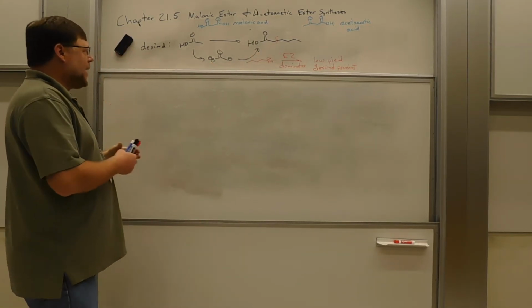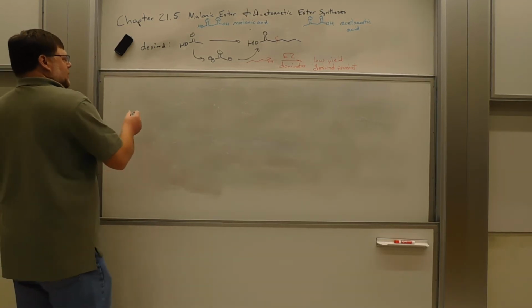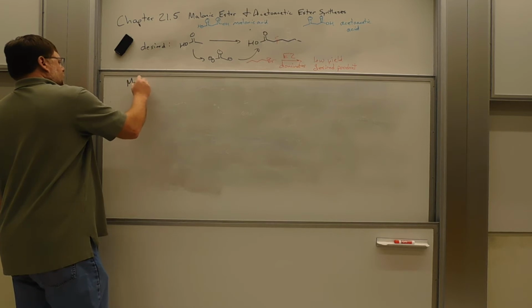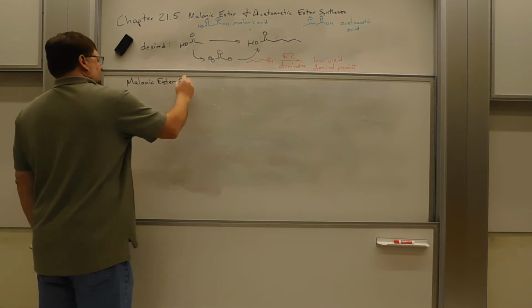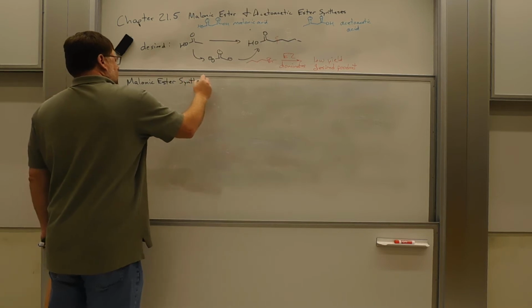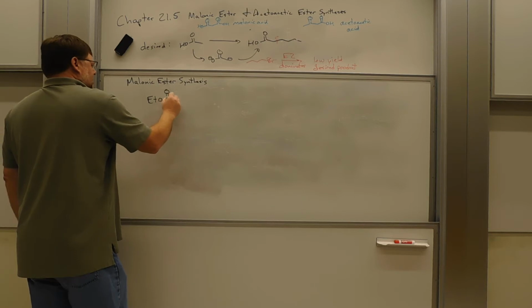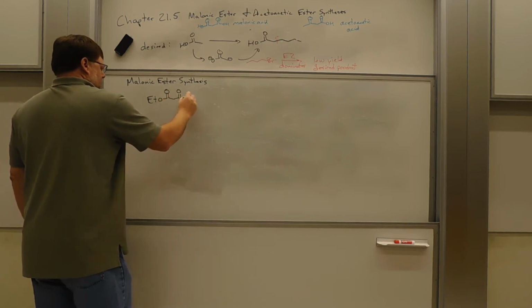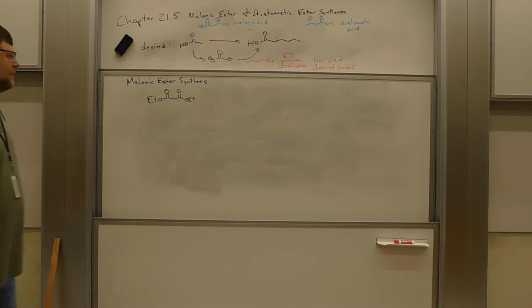So the way around that is to alkylate a malonic ester derivative. So let's do the malonic ester synthesis. And I'm not going to start with an acid. I'm going to start with diethylmalonate because it costs nothing. You can buy barrels of this stuff. I don't really know why.